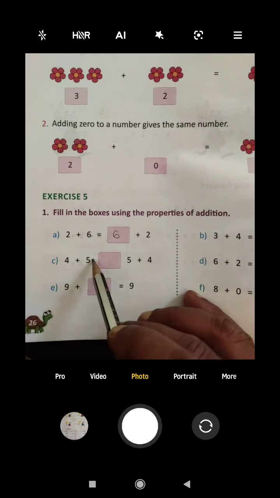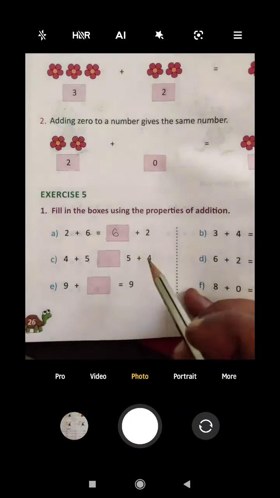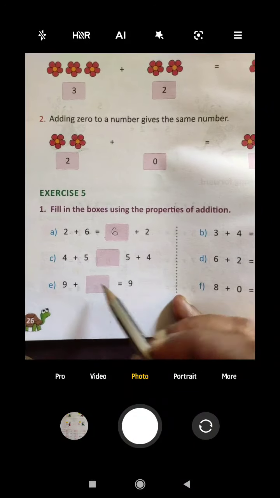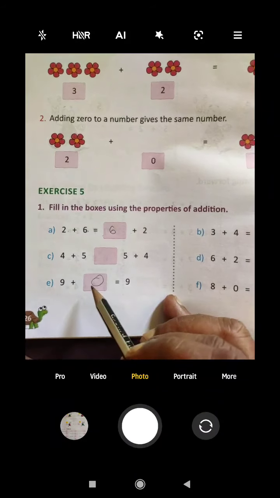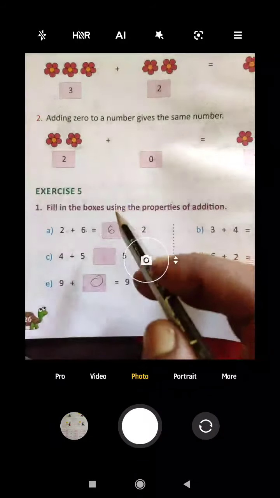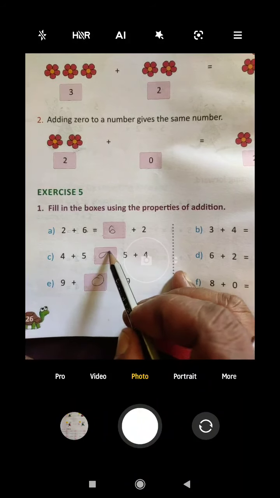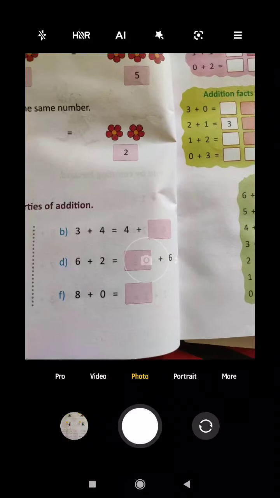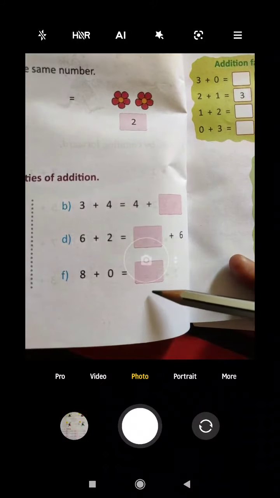So 4 plus 5 is equals how much? It is 9. So 5 plus 4, the same only, equals 9. So you can put 9 here. That is how you'll have to do. Even for this one, 4 plus 5 is equals 9, so you can put 9 here. And 5 plus 4 is equals 9. In the same way you'll have to do. Even for this one also, I'm not doing the other things. You do on your own.